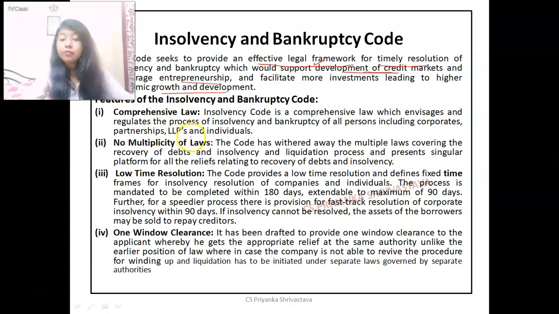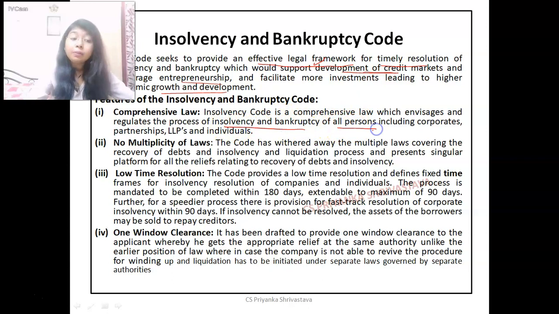So there are certain features of IBC. First, it is a comprehensive law because it contains everything in itself. What everything? It contains insolvency and bankruptcy for all persons, including corporates, partnership firms, LLPs, and individuals. So it is a complete code for insolvency and bankruptcy.